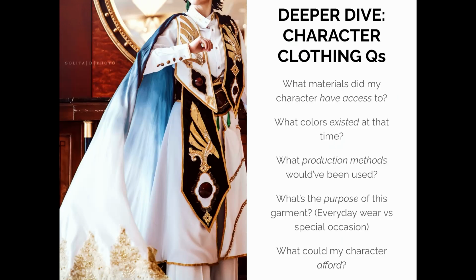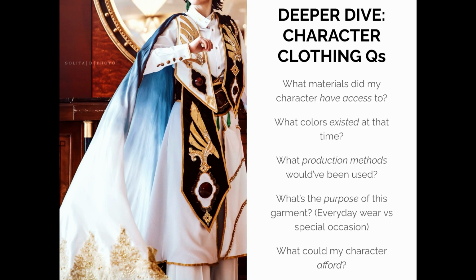But I think you guys have gotten the idea by designing my D&D characters. These are the sorts of things you can do when designing your own. If you really want to get into it, here are my deep dive questions. One, what materials did my character have access to? Things like spandex didn't exist until the mid-1900s, for example. And we can all cheat historical accuracy for our own comfort. I fully encourage that. But if you're going real hard about it, there are only so many options.